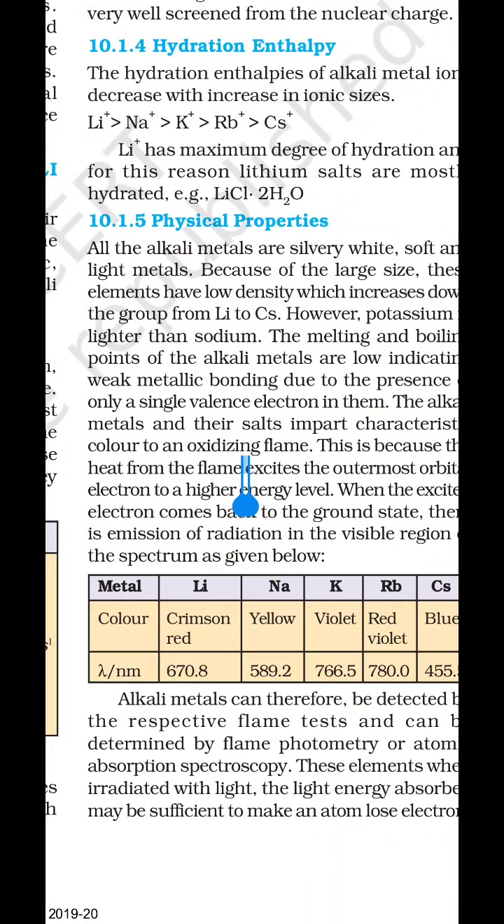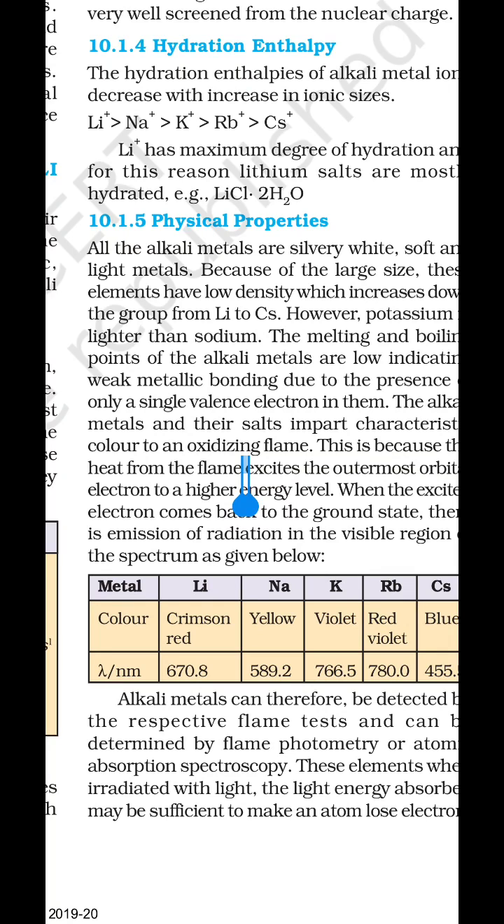I hope it is clear to all of you that density is equal to mass upon volume. As we move down the group, size increases and mass also increases, but the increase in mass is comparatively more than the increase in size. That's why their density increases as we move down the group. So all alkali metals are soft and light because they have big size.